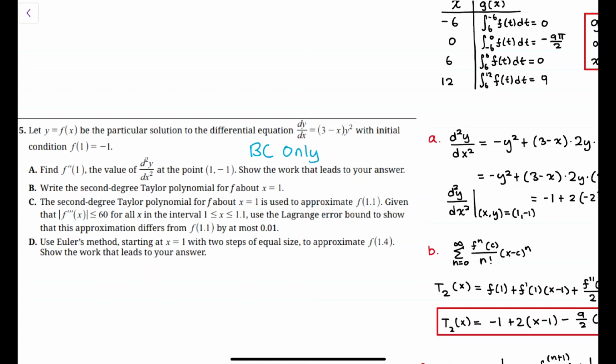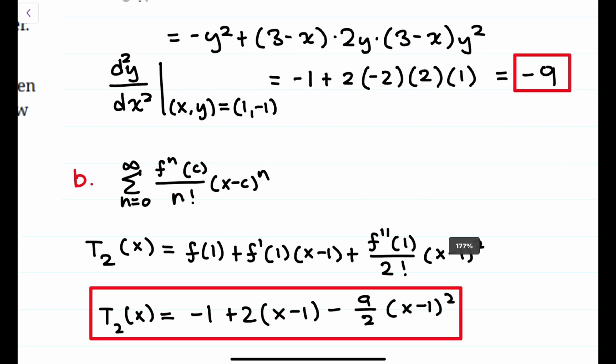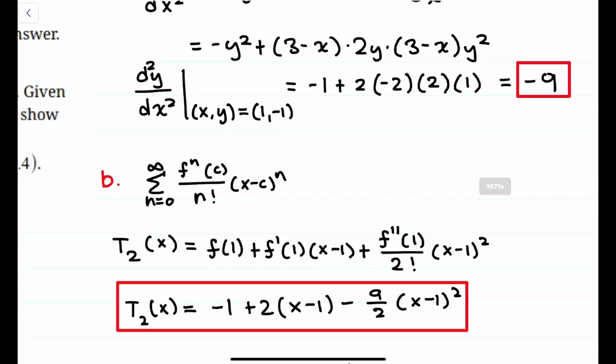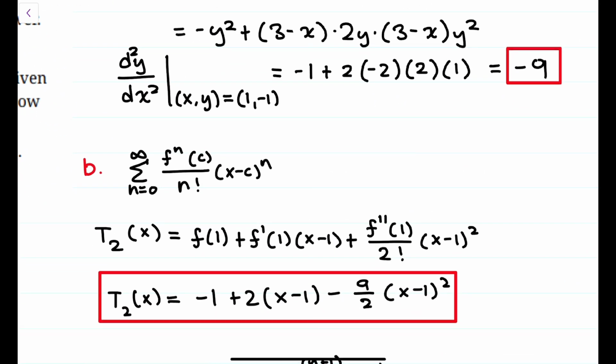For part B, we have to write a second degree Taylor polynomial. So using f to the nth derivative of c over n factorial times (x minus c) to the n, we can just use that formula, and it's centered at x equals 1. So that's just f of 1 plus f prime of 1 times (x minus 1) plus f double prime of 1 over 2 factorial times (x minus 1) squared. And then we can see that if we simplify it, it gives us negative 1 plus 2(x minus 1) minus 9 over 2 (x minus 1) squared.